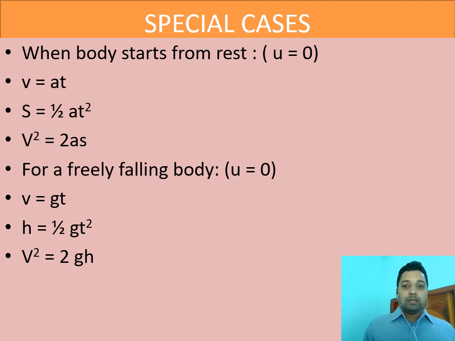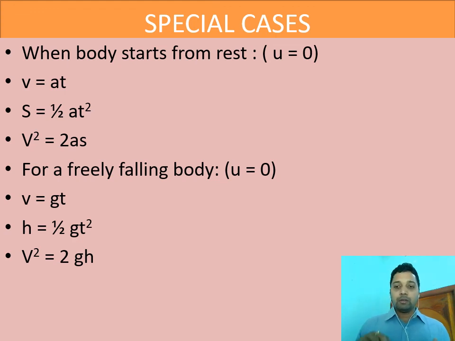Now, for a freely falling body coming down from a height because of the force of gravity, the initial velocity is 0. So we get V equals gt, because U plus gt with U being 0 is gt. h equals UT plus half gt square, with U being 0, means h equals half gt square. V square equals U square plus 2gh, so with U 0, V square equals 2gh.